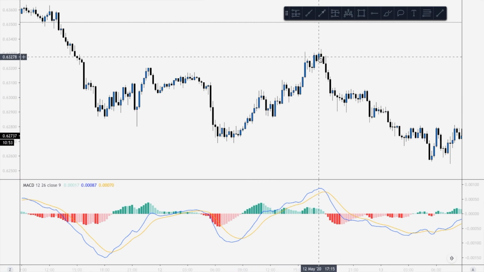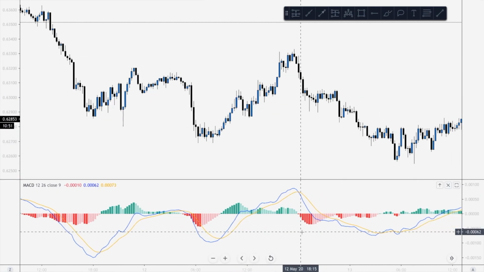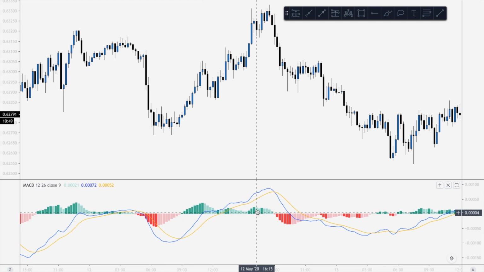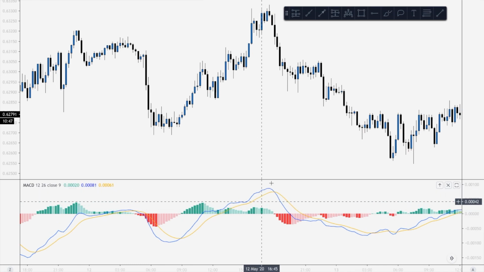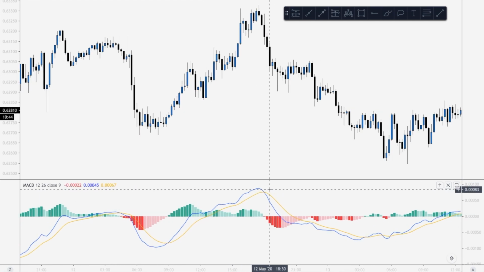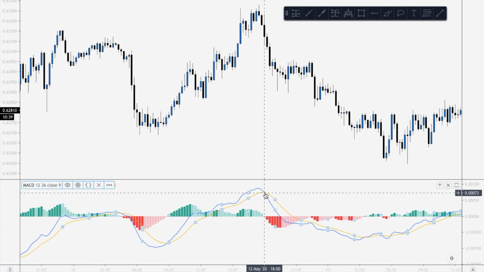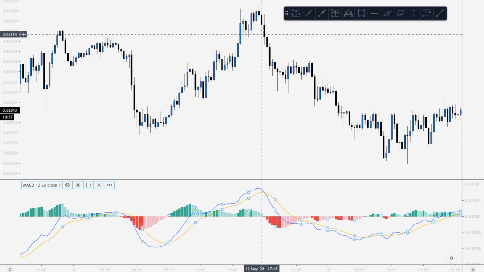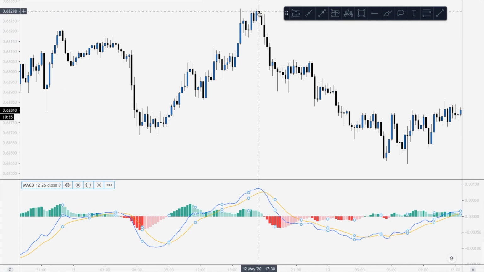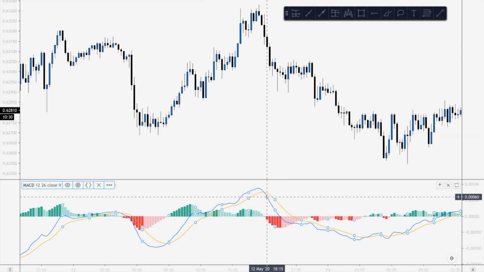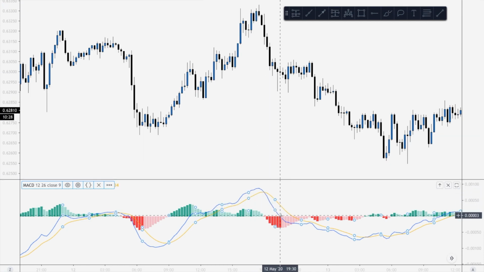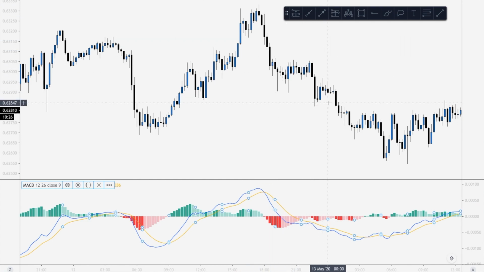moving up. In the same way, when both the lines, that is the MACD line and the signal line, are far above the baseline, and the MACD line crosses the signal line and moves below it, traders take it as a sell signal and enter a sell trade. Like in this example, here the MACD line crossed the signal line and moved below it, and at the same time the price started to move down.